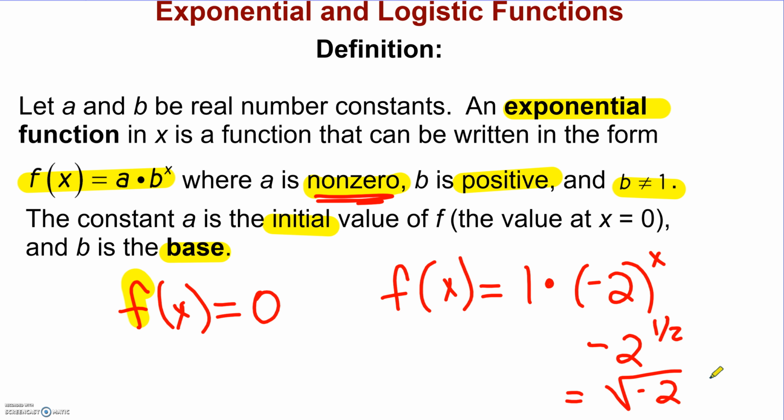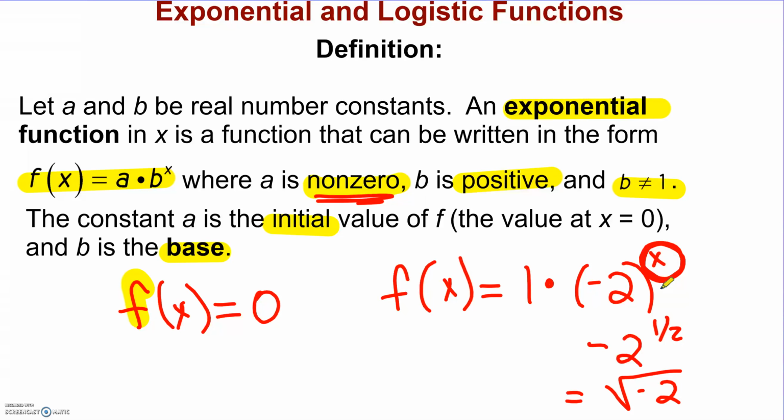So in our domain, we would have to exclude anything for x that would give me an imaginary output. Well, there are infinitely many numbers that would give you an imaginary output. Actually, if x were anything that had an even denominator, then you've got a problem because you can't take an even root of a negative number. So that's one of the issues with a negative base and why we don't allow that when we're talking about exponential functions.